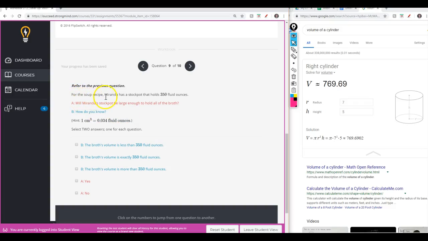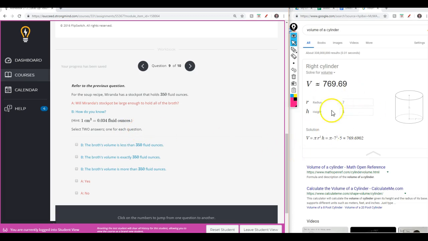Alright, for the soup recipe, Miranda has a stock pot that holds 350 fluid ounces. A, will Miranda's stock pot be large enough to hold all of the broth? And B, how do you know? Hint, 1 cubic centimeter equals 0.034 fluid ounces. Select 2 answers for each of the questions.